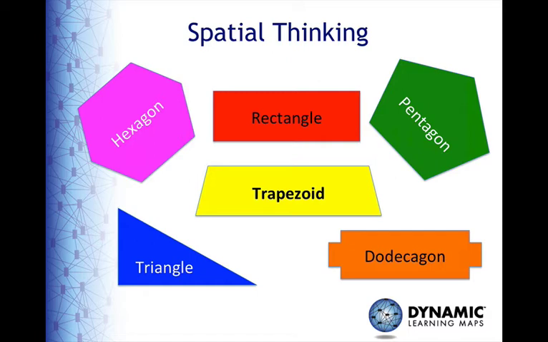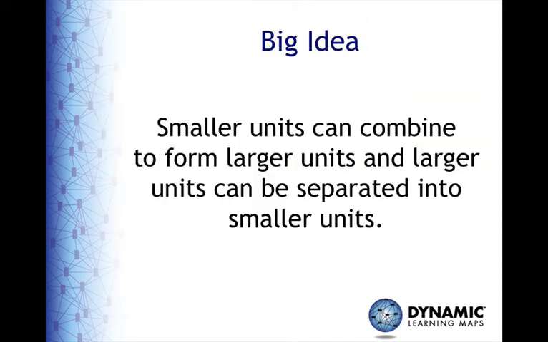In this module, we are going to address just one aspect of spatial thinking, the aspect that addresses shapes and their relationship with each other. In the module on basic geometric shapes, the focus was on teaching students about shapes, but it didn't address shapes in conjunction with other shapes, as this module will. The big idea of this module is that smaller units can combine to form larger units, and larger units can be separated into smaller units. For example, a rectangle can be separated into 2 smaller squares, or into 4 triangles.